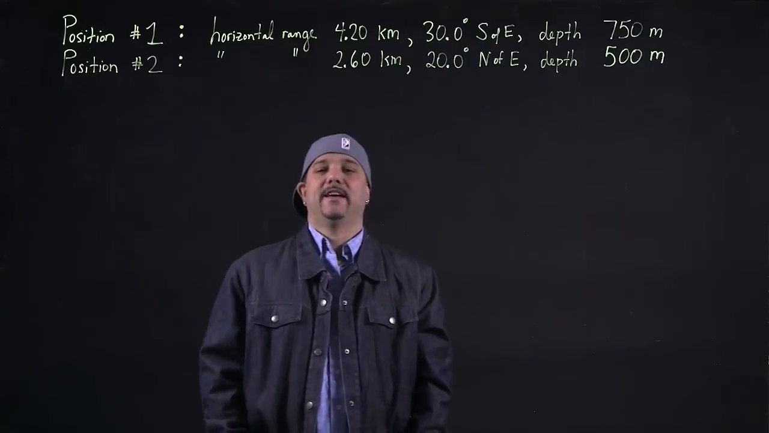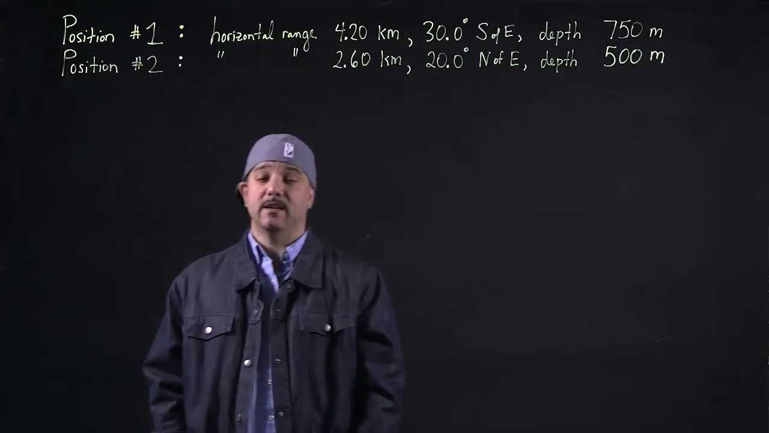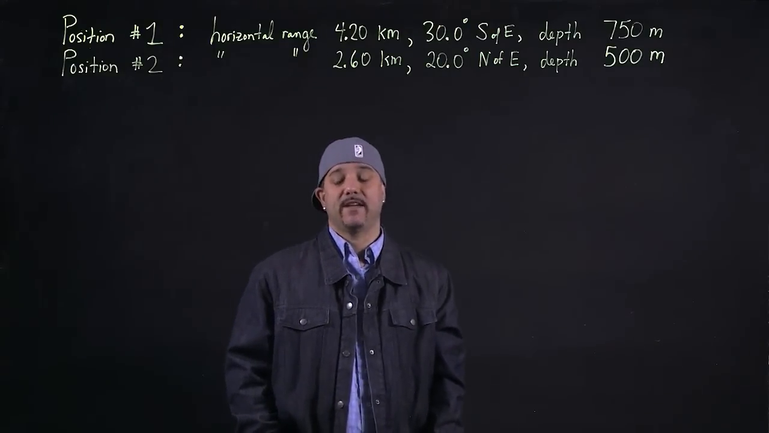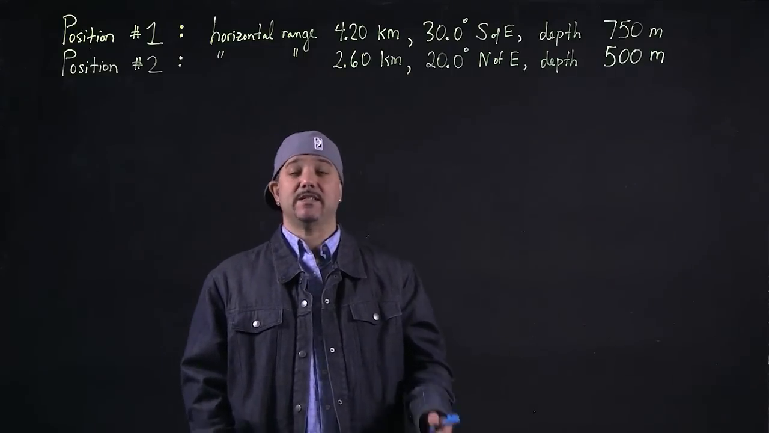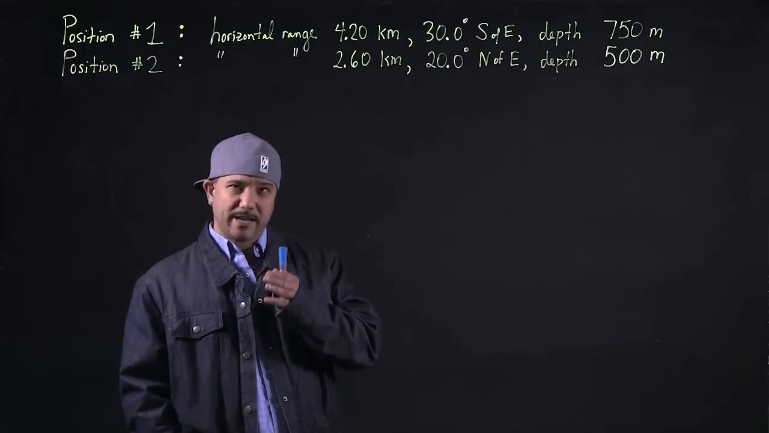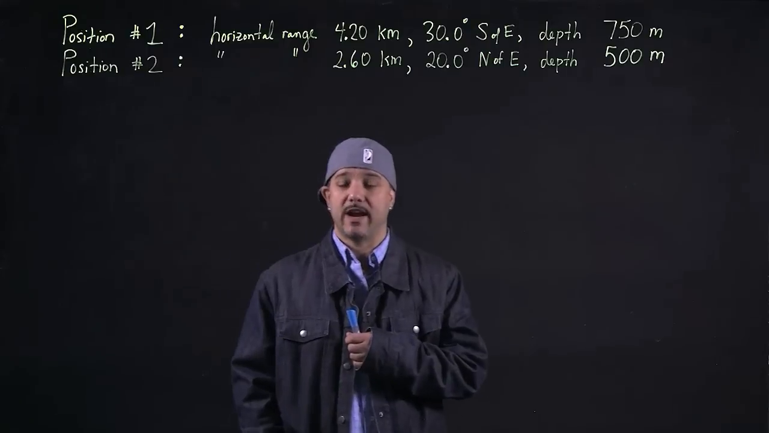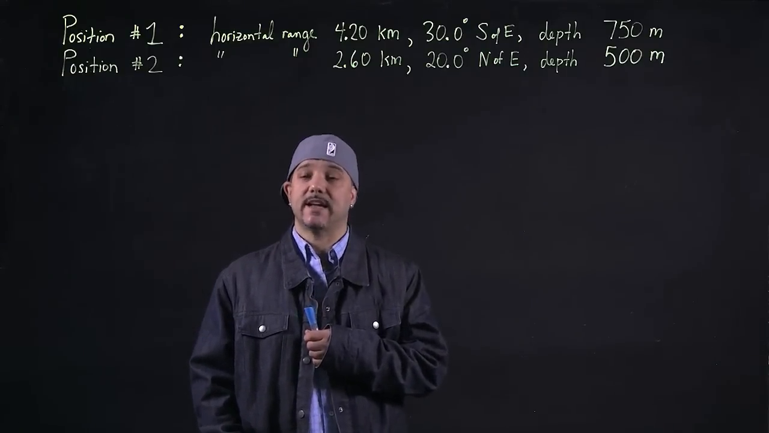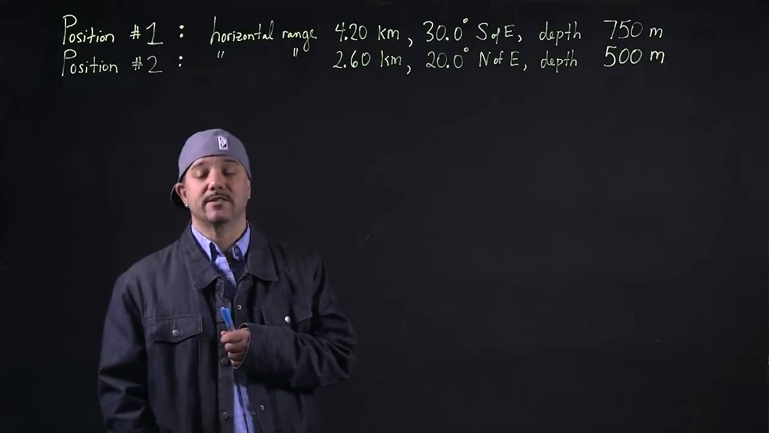Hello folks, today we're going to do an example of vector algebra in 3 dimensions. In this example problem, we have a biologist who is tracking the migration of some species of whales. At position 1 at a particular moment in time, the whale is located at a horizontal range of 4.20 kilometers, 30 degrees south of east, and a depth below sea level of 750 meters.